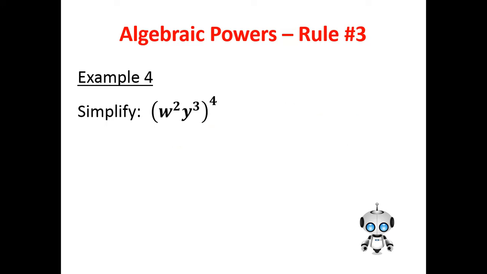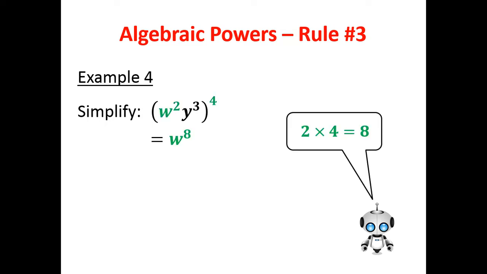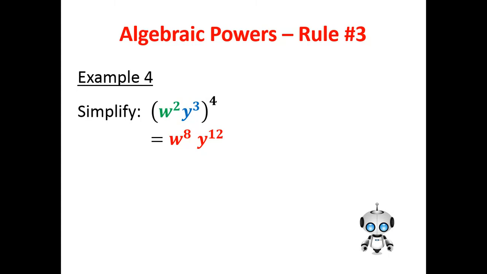Right, example 4. Simplify w squared y cubed all raised to the power of 4. Well, in this case we're going to start off with w squared raised to the power of 4, and we're going to go 2 times 4 is 8 to make w to the power of 8. And then we're going to take the y to the power of 3 all raised to the power of 4 and go 3 times 4 is 12 and write down y to the power of 12, and write our final answer as w to the power of 8 times y to the power of 12.